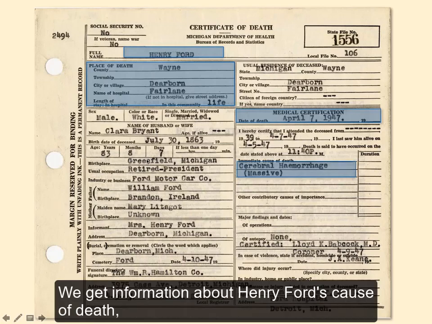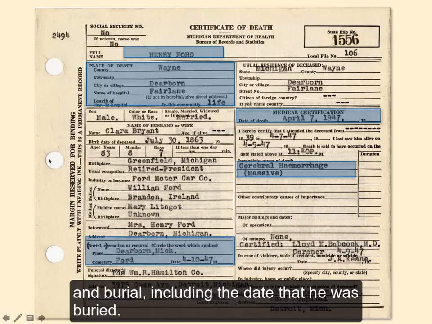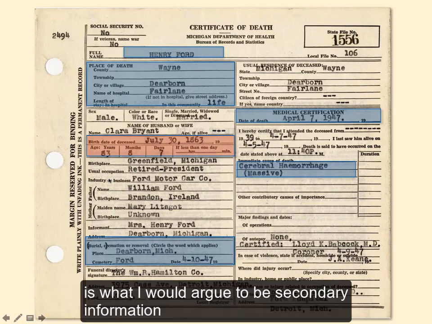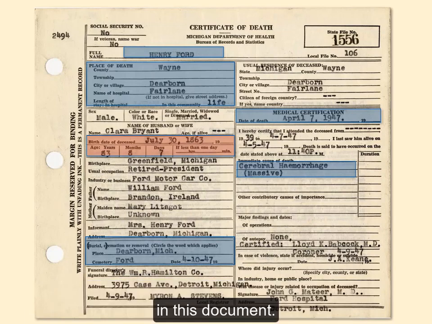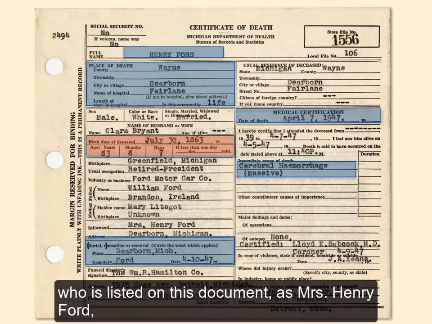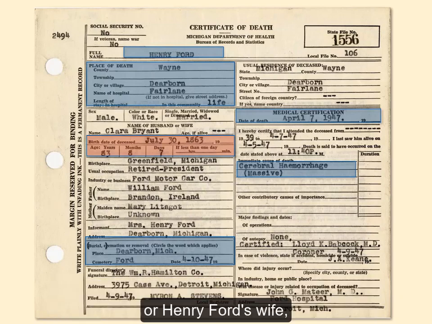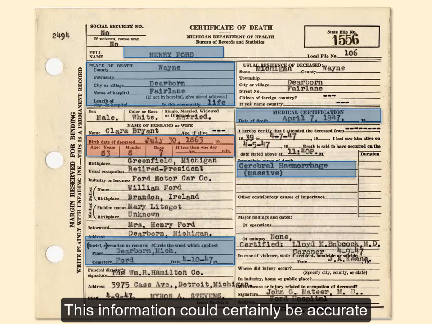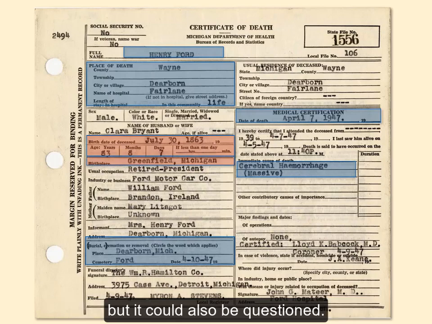We get information about Henry Ford's cause of death and burial, including the date that he was buried. Other information here, such as Henry Ford's birth date, is what I would argue to be secondary information in this document. So someone, likely the informant who's listed on this document as Mrs. Henry Ford or Henry Ford's wife, may be remembering what she had known about her husband. This information could certainly be accurate, but it could also be questioned.